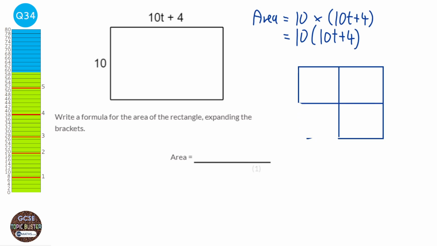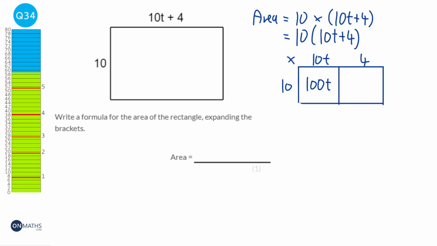Actually, I've done too many here. Let's get rid of that. So we've got 10 times 10t plus 4. We're timesing them, so 10 times 10t, 10 times 10 is 100, so it'd be 100t, 10 times 4 is 40. So our answer will be 100t plus 40.